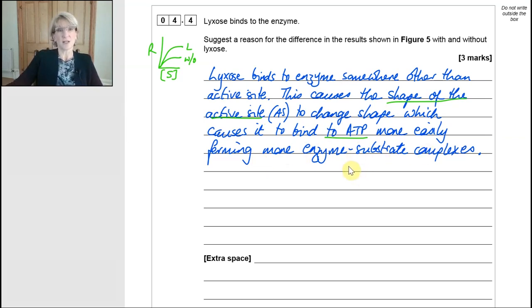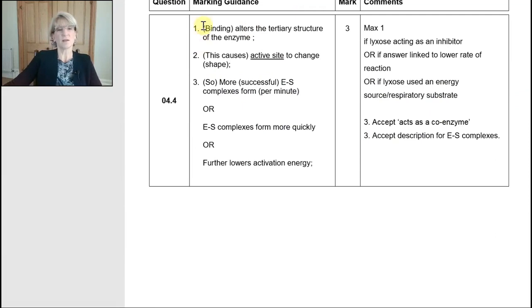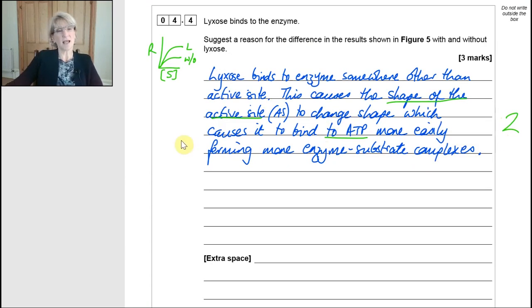So let's have a look at the answer. Oh, well, that's ironic. They've actually allowed that as an answer. But look, it causes the active site, underlined word. You had to have it in, to change shape, which meant more enzyme substrate complexes. I would only have got 2 marks. And again, this would have been a communication terminology answer that I wasn't putting in the terminology. However, I don't think that I would have written that, if I'm honest.